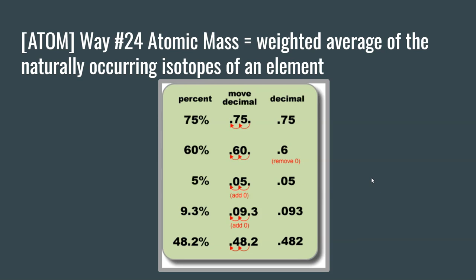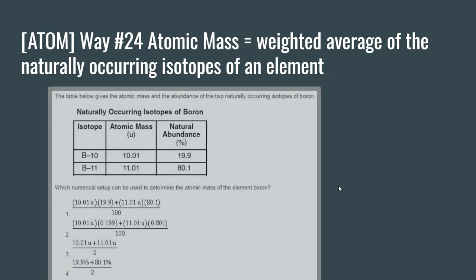Okay, let's start some problems. The table below gives the atomic mass and the abundance of 2 naturally occurring isotopes of boron. Here we have boron 10 and boron 11. Which numerical setup can be used to determine the atomic mass of the element boron? Remember, we have to take the weighted average, and that's done by taking the atomic mass multiplied by the abundance and either converting this percent to a decimal or dividing the whole thing by 100.